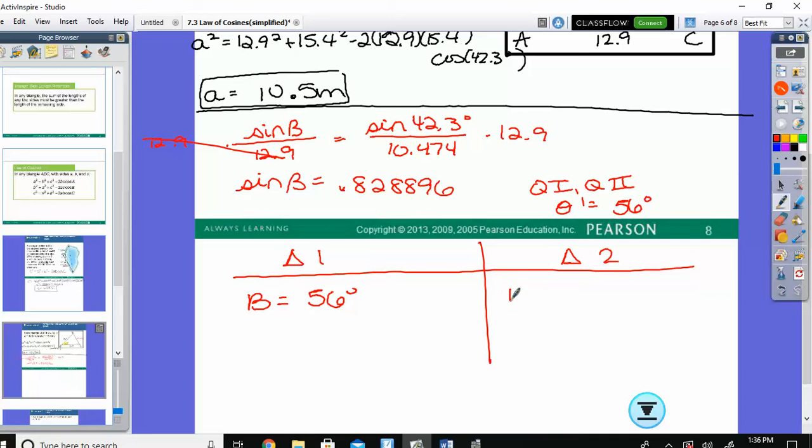So in quadrant 1, that would be my angle. In quadrant 2, what would you do? So 180 minus 56 would be 124 degrees.